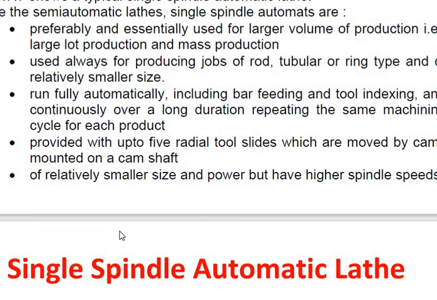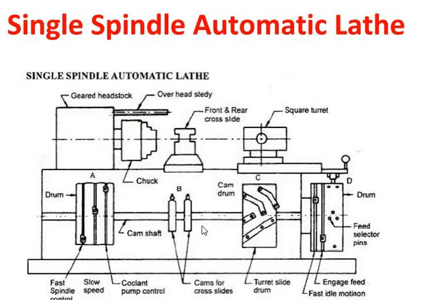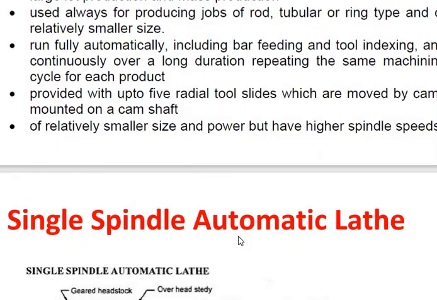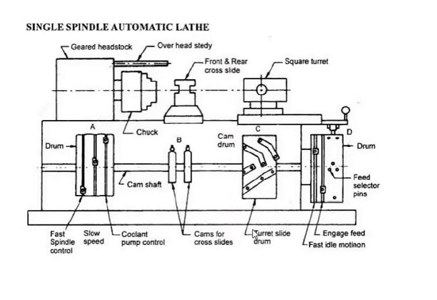This is preferably and essentially used for larger volume production, like large lot or mass production. The single spindle automatic lathe is used for producing jobs of rod, tubular or ring type and of smaller size, as I said, fasteners, studs, screws. All such jobs are manufactured with the help of this machine.